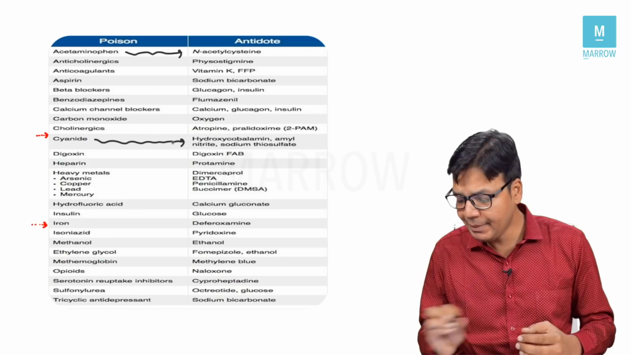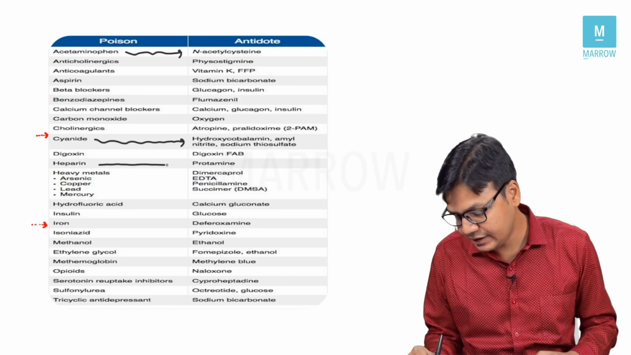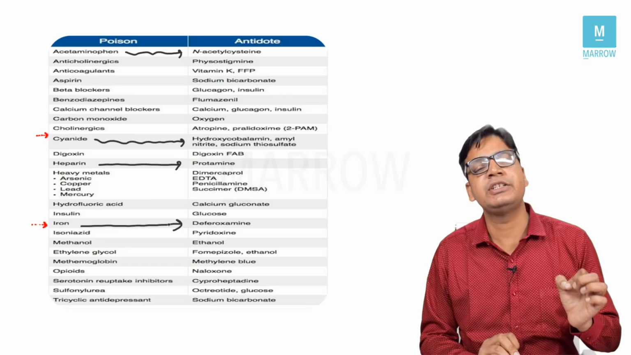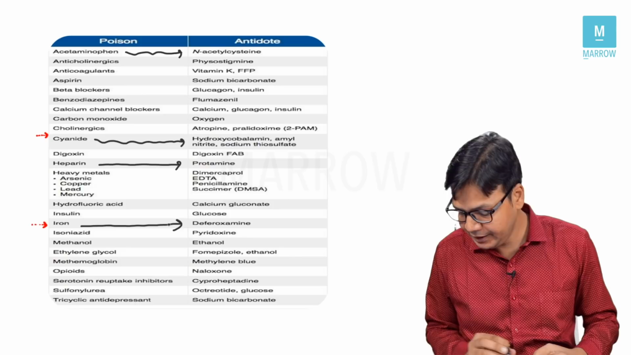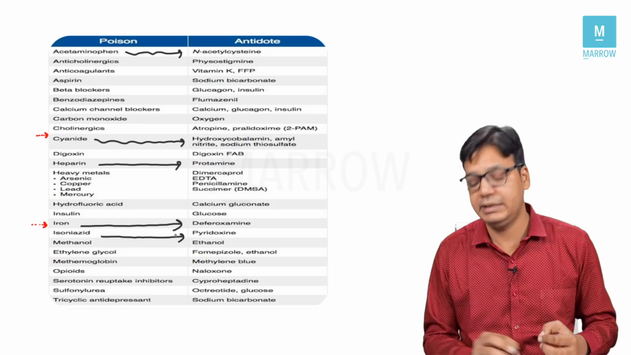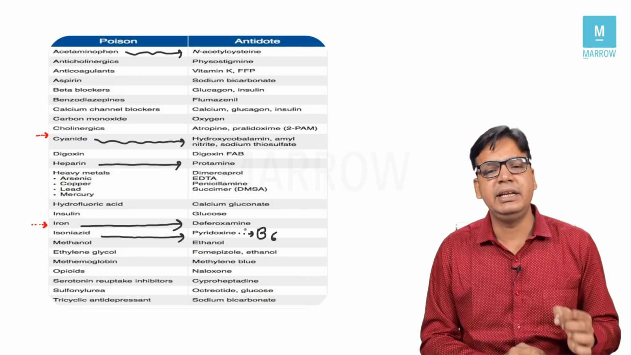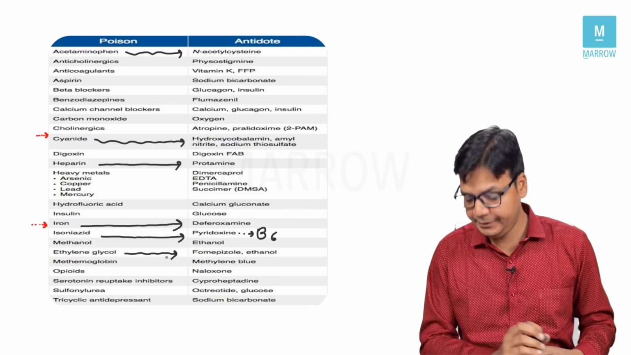Yes, heparin, which I discussed, it is protamine. Iron, we use deferoxamine. Deferoxamine is a question I have seen many times in exams. It is used for iron. Antidote for iron is deferoxamine. Isoniazid, that is another important MCQ. Isoniazid antidote is pyridoxine, which is vitamin B6. For ethylene glycol, fomepizole is used. Yes, my dear friend. Opioids, naloxone is the antidote of choice.